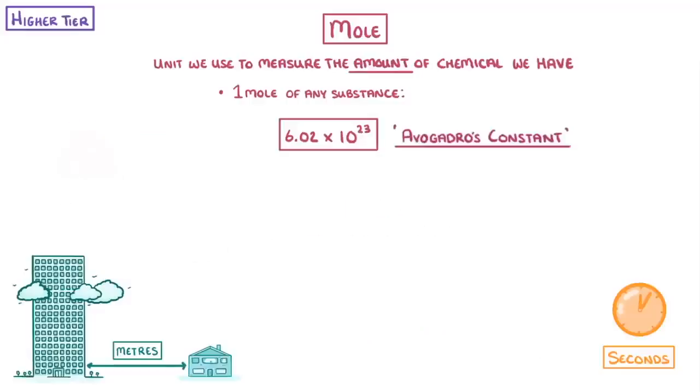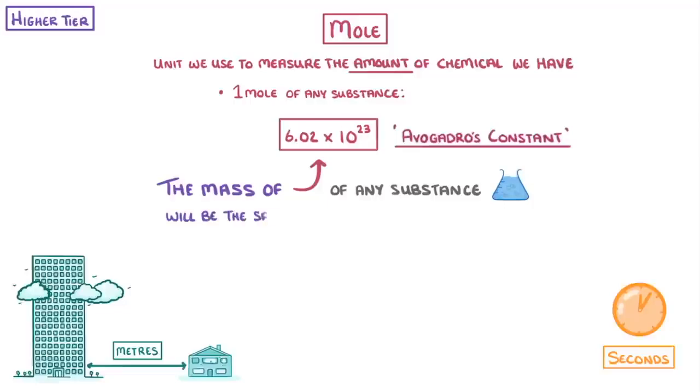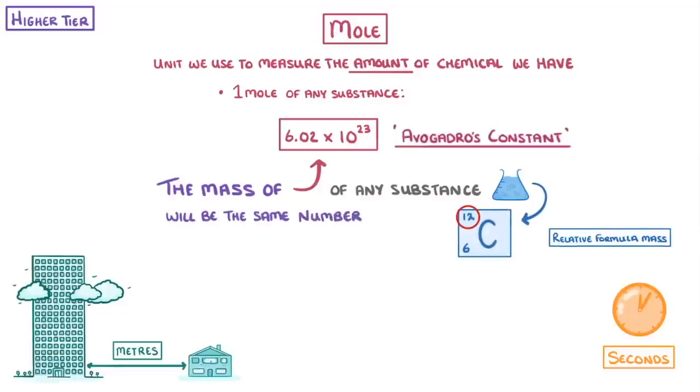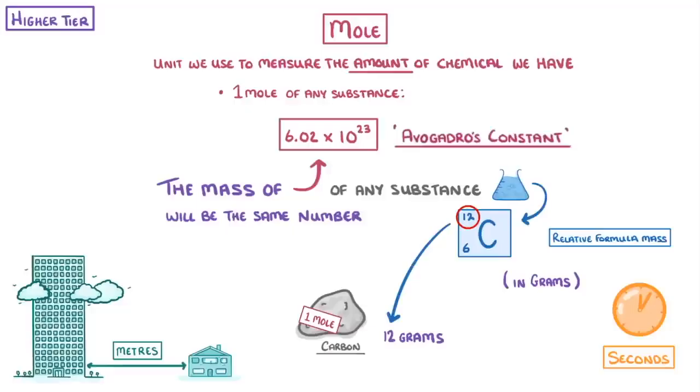And the reason it's this specific number is that the mass of that many particles of any substance will be exactly the same number as that substance's relative atomic or formula mass in grams. So our little pile of 1 mole of carbon would weigh exactly 12 grams, because carbon's relative atomic mass is 12.